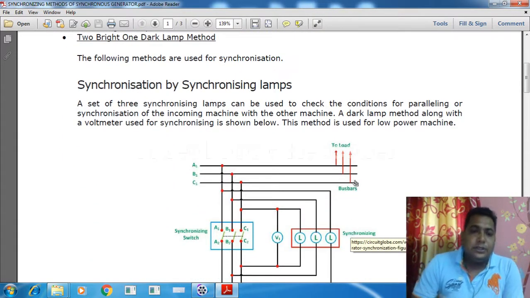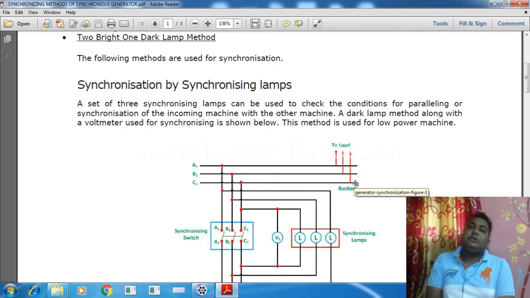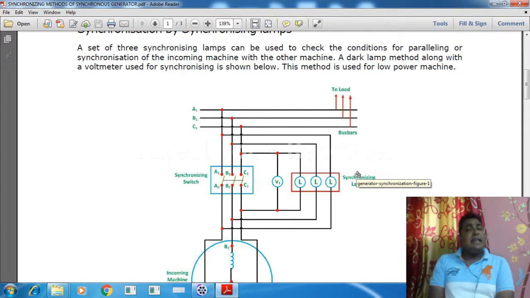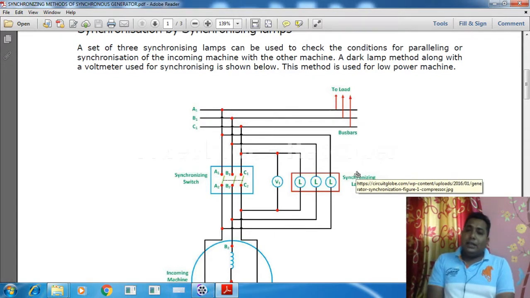Synchronization by synchronizing lamp: a set of 3 synchronizing lamps can be used to check the condition for paralleling or synchronization of the incoming machine with the other machine. A dark lamp method along with a voltmeter used for synchronizing is shown below. That method is used for low power machines. It is a very easy topic, so just carefully view the diagram. I am going to explain the diagram, then you will very easily understand what is happening there.